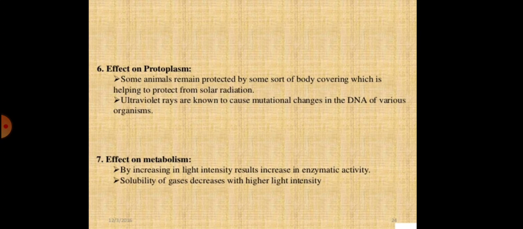There is effect of light on the protoplasm. Some animals remain protected by some sort of body covering which is helping to protect them from solar radiation. Ultraviolet rays are known to cause mutational changes in the DNA of various organisms. Light also affects the metabolism of the organism. By increasing the light intensity, there is an increase in the enzymatic activity. Solubility of gases decreases with higher light intensity.